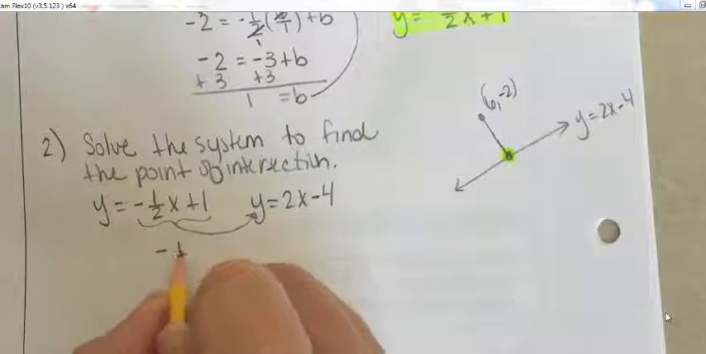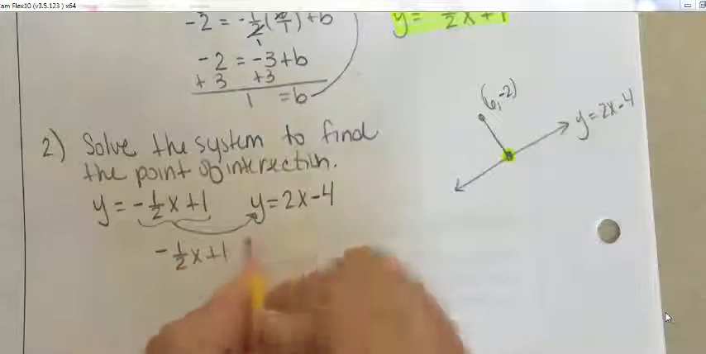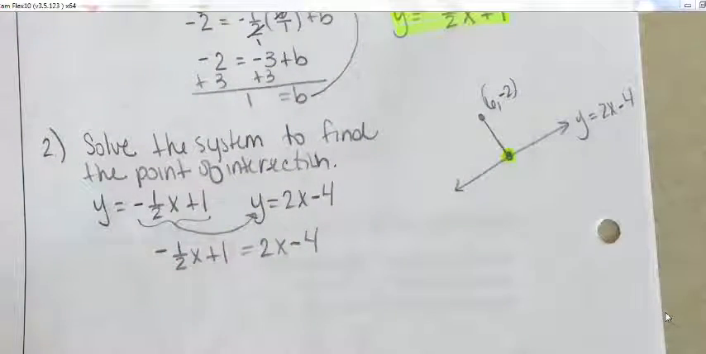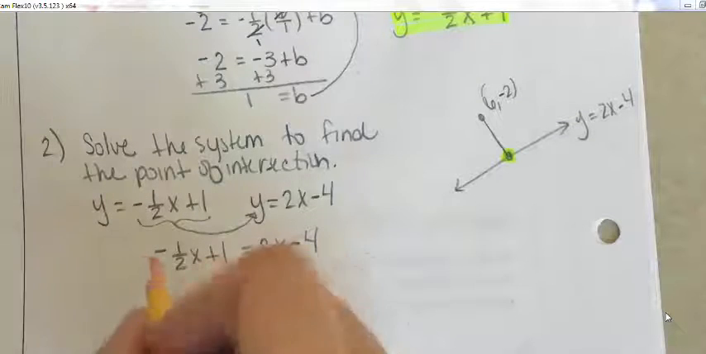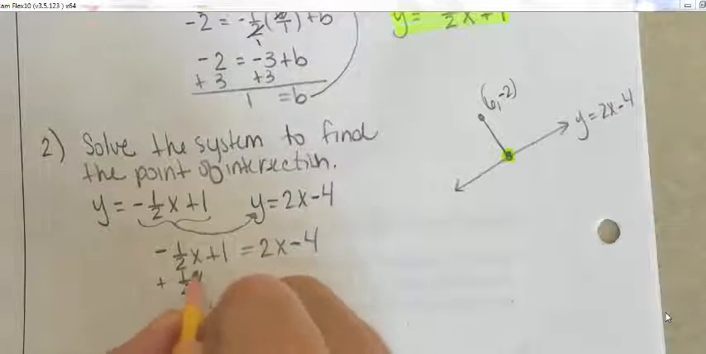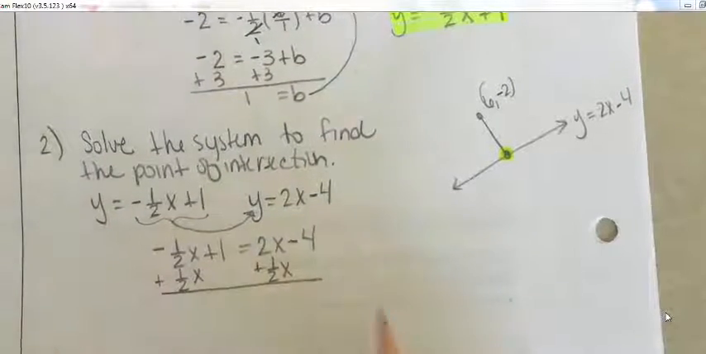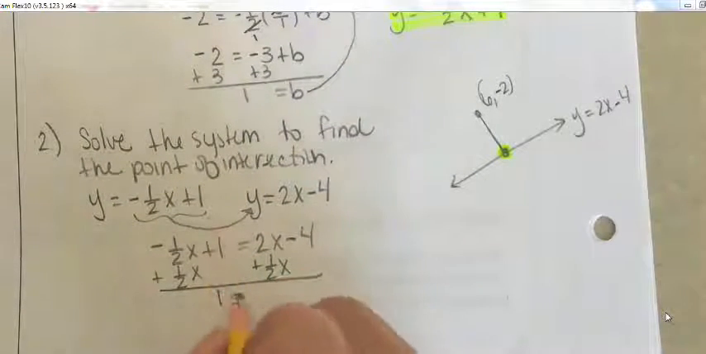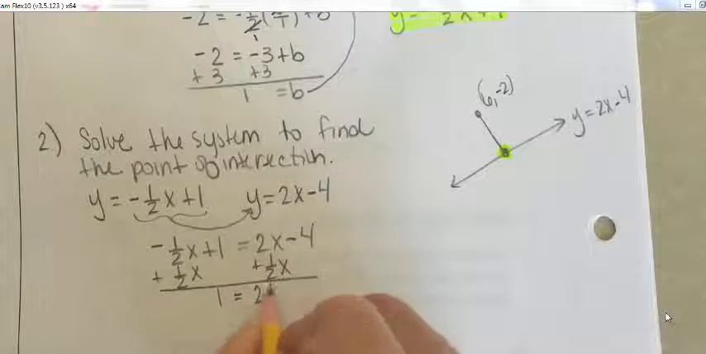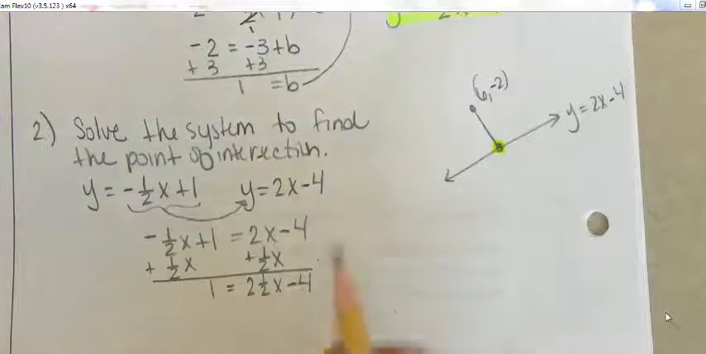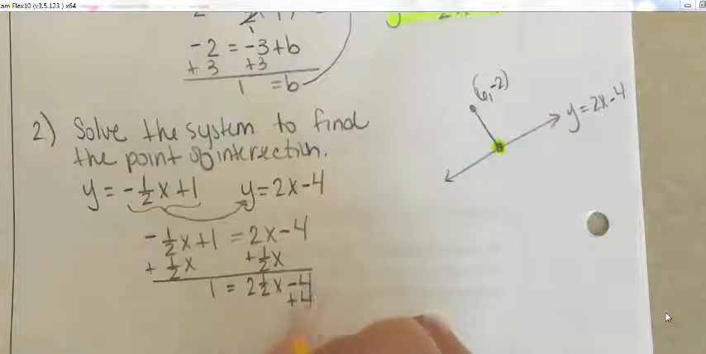So now I got negative 1/2 x plus 1 equals 2x minus 4. Let's get all my x's on one side. So I'll add 1/2 x to both sides. Okay, so let's see, that's going to give me 1 equals 2.5x minus 4. And then I'll solve for x here. So let's add 4 to both sides.